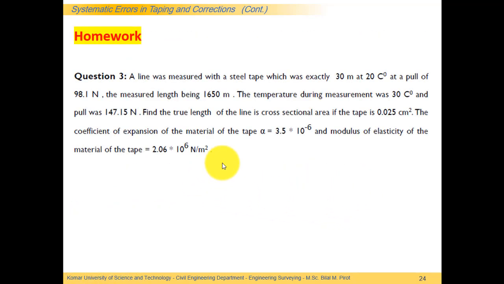So now we have this example. This is only for homework, so you can use this example for training.